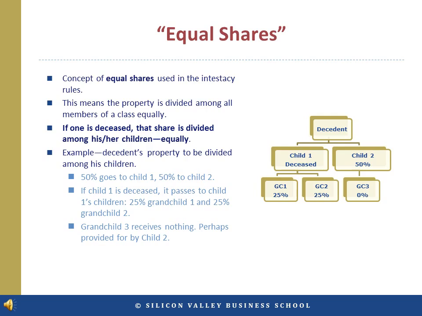If child 1 is deceased, this share passes to child 1's children. So in our example here, 25% goes to grandchild 1 and 25% goes to grandchild 2. Grandchild 3 receives nothing. This may appear harsh, but perhaps grandchild 3 will be provided for by her parent, child 2, who receives 50% of the testator's property under the equal sharing rules.